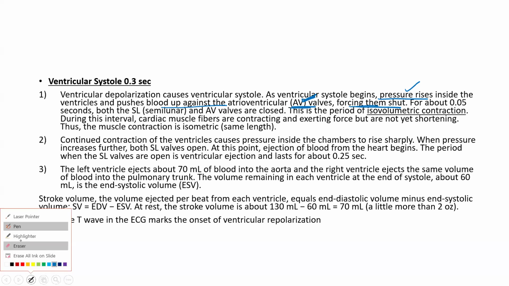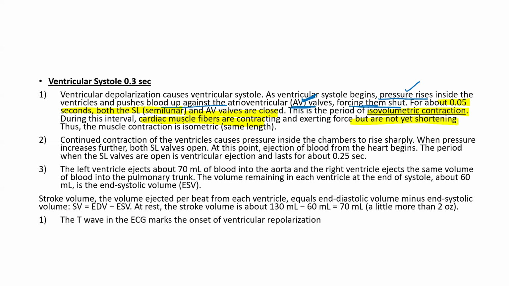Now, this happens immediately after the atrial systole, and it takes only 0.05 second. So for about 0.05 second, the semilunar valves have not opened and the AV valves have closed. It means both valves are closed, the AV valves as well as the semilunar valves. All the valves of the heart are closed. We say right now isovolumetric contraction is going on. It means that though the cardiac muscle fibers are contracting, they are not shortening. Why? Because all the valves are closed right now.